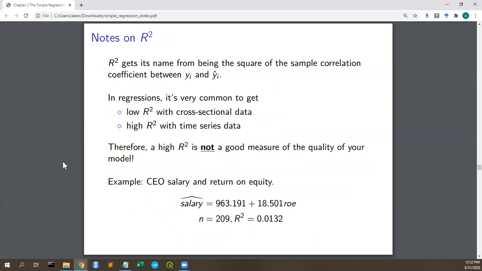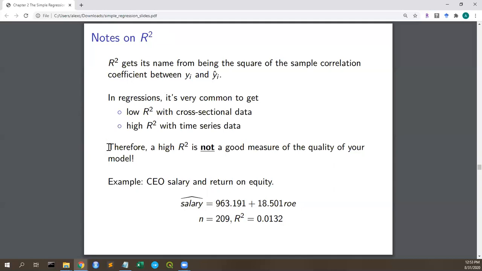So R squared gets its name from being the square of the sample correlation between yi and y hat i. In regressions, though, it's common to get a low R squared with cross-sectional data and a high R squared with time series data. Therefore, R squared is not a good measure, but it's one thing that you can look at. So rather than just picking one metric or one number to say, okay, this is how good my regression is, you have to take all of it into account.